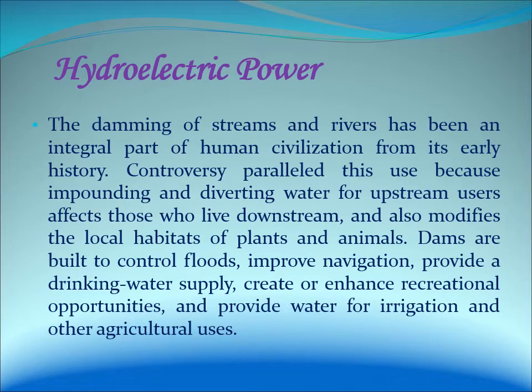The damming of streams and rivers has been an integral part of human civilization from its early history. Controversy paralleled this use because impounding and diverting water from upstream users affects those who live downstream and also modifies the local habitats of plants and animals. Dams are built to control floods, improve navigation, provide a drinking water supply, create or enhance recreational opportunities, and provide water for irrigation and other agricultural uses.